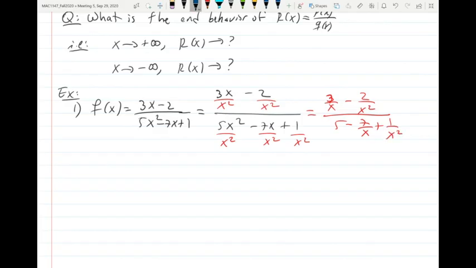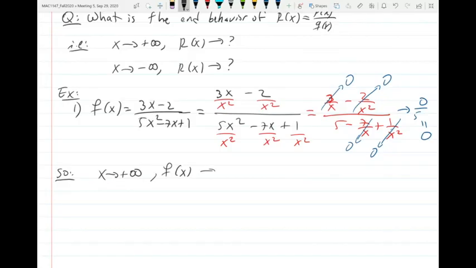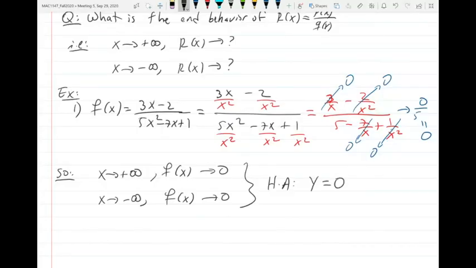And just like what happened earlier in our first example today, when x is very big, what can we say about all of these terms? All of these terms that have an x in the bottom, they will go to 0 because they will get very small. So this is going to get close to 0 on top, 0 minus 0, over 5 in the bottom. So this is equal to 0. So moral of the story, for this function, when x approaches positive infinity, f of x approaches 0. When x approaches negative infinity, f of x is going to approach 0. In other words, we found a horizontal asymptote, the line y equals 0.